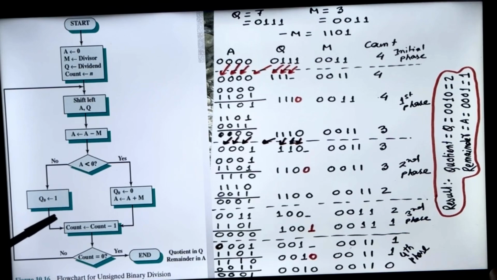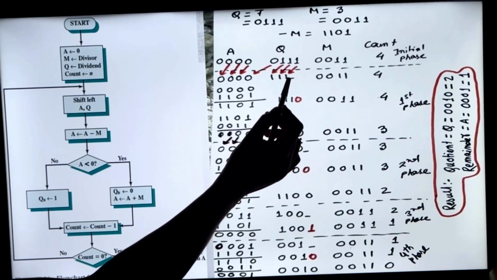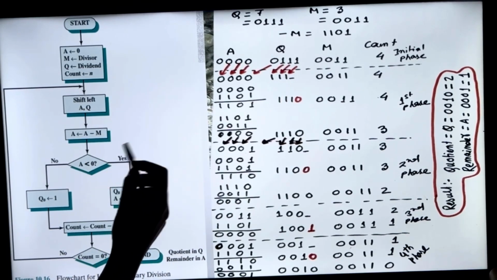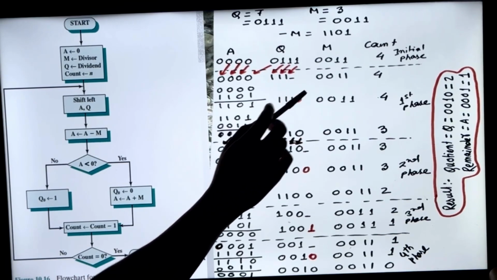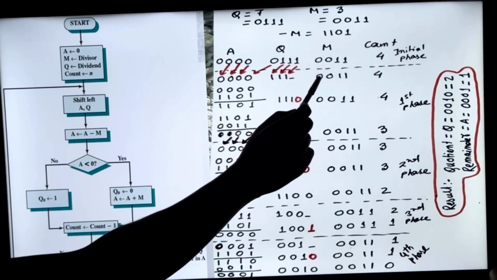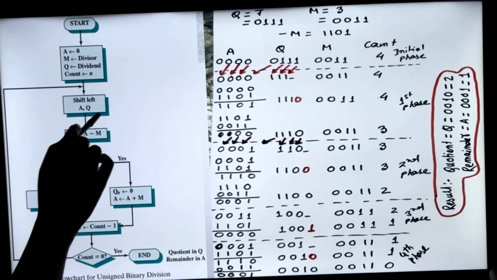Now in multiplication, the empty space was filled with zeros for unsigned, and for signed we looked at the MSB and filled with either 0 or 1. But for division, just keep it empty, don't put 0 or 1. It depends on the next steps. So the last digit is empty. M and count stay whatever they are. Fine, shifting is done.